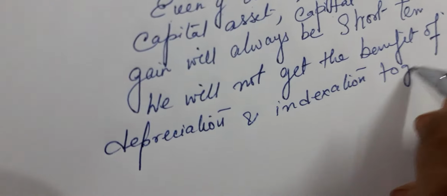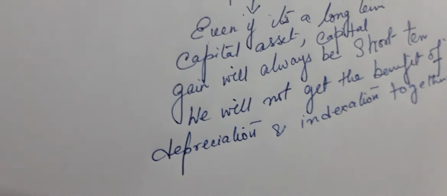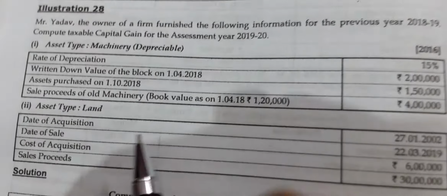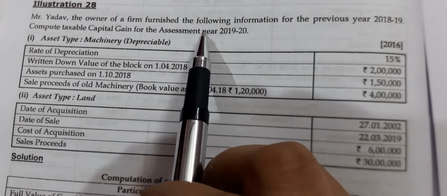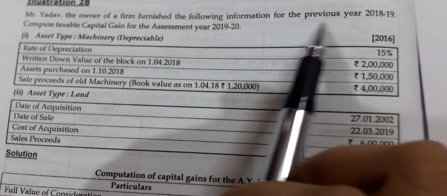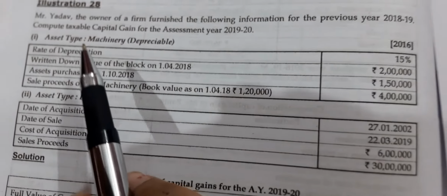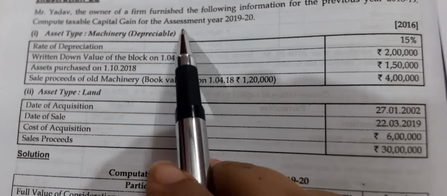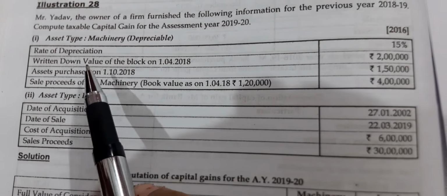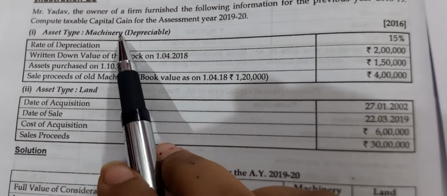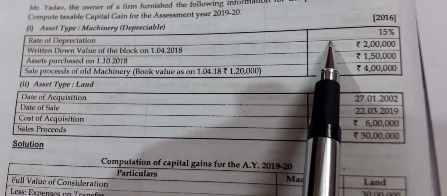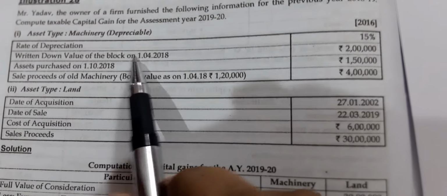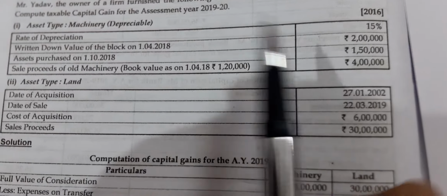Now let us have a look at this sum. Mr. Yadav, the owner of the firm, furnished the following information for the previous year 2018-19. Compute taxable capital gain for the assessment year 2019-20. First type of asset is machinery, and they have mentioned depreciable. Rate of depreciation given is irrelevant for us. Written down value of the block given is 2 lakh.